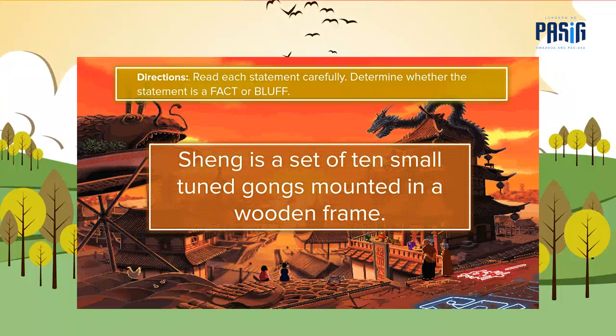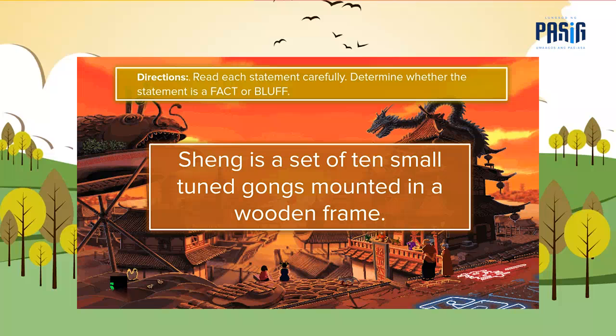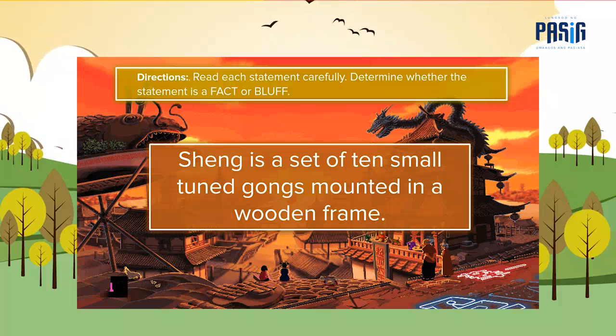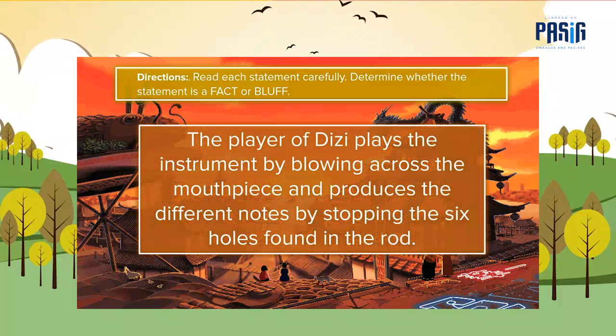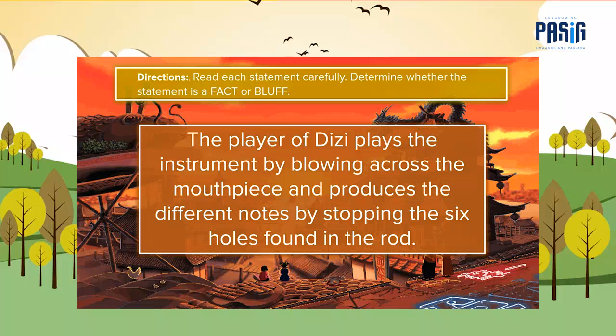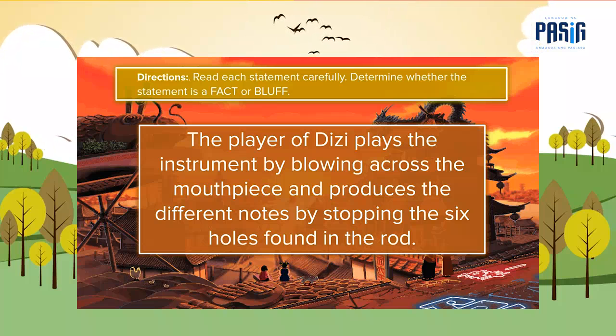Sheng is a set of 10 small tuned gongs mounted in a wooden frame. It's a bluff. The player of the dizi plays the instrument by blowing across the mouthpiece and produces different notes by stopping the 6 holes found in the rod.